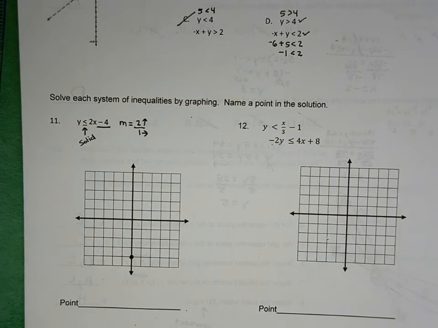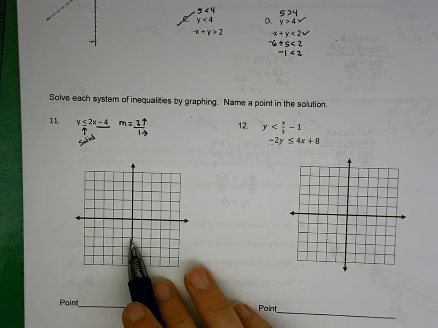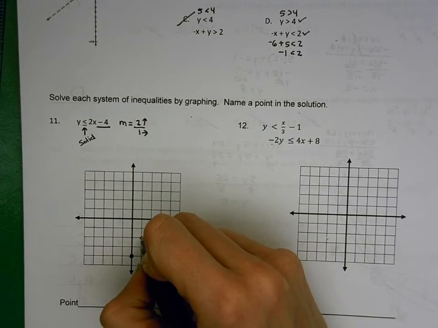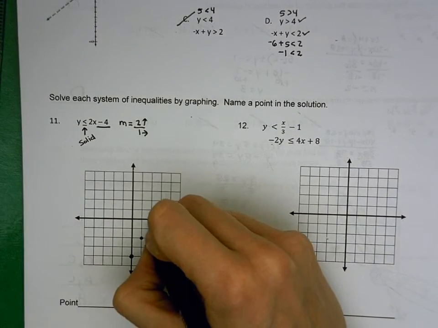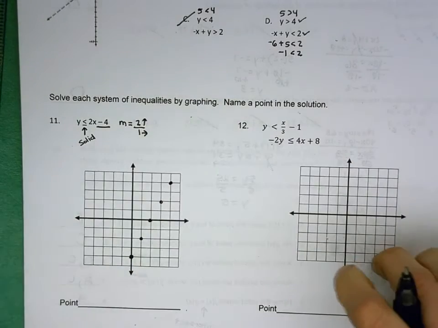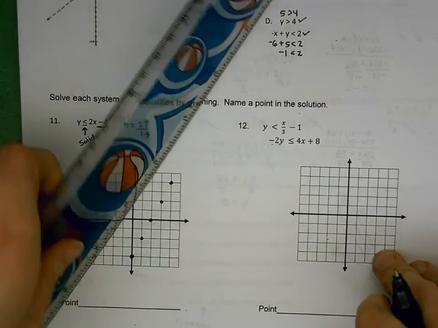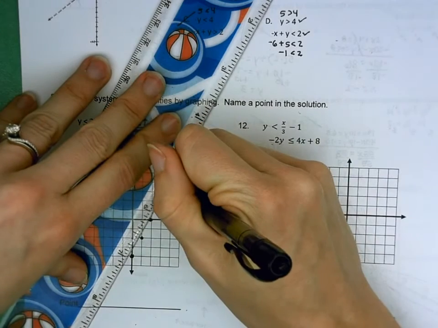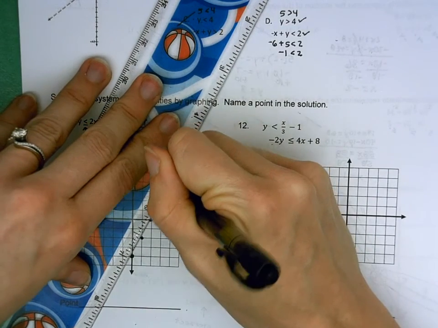Okay, so here we go. Let's go up 2 and right 1. Up 2, right 1. Up 2, right 1. And we've got there our line. Remember, solid, not dashed, because we've got that equals.